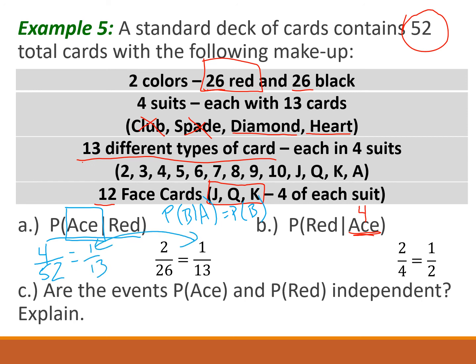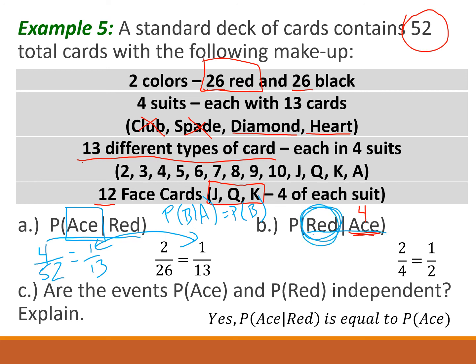These two fractions are the same. That means that yes, these are independent. Okay, the conditional probability of ace given that the card is red is equal to the probability of just drawing an ace. If we had done it with this one instead, the probability of drawing a red card, there are 26 red cards out of 52. That's 1/2. Okay, that's the same as the conditional probability of drawing a red card knowing that the card is an ace.